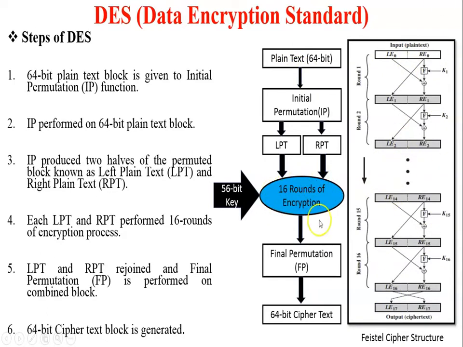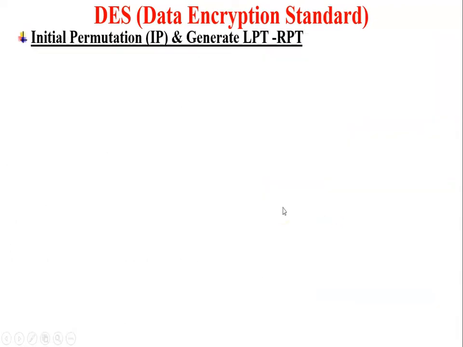After the LPT and RPT division, they are the input of the 16 rounds of encryption, and the 56 bit resultant key is also another input of the 16 rounds of encryption. Then LPT and RPT are rejoined and the final permutation FP is performed on the combined block. And finally a 64 bit ciphertext block is generated. So these are the steps performed to generate ciphertext from the given plain text.